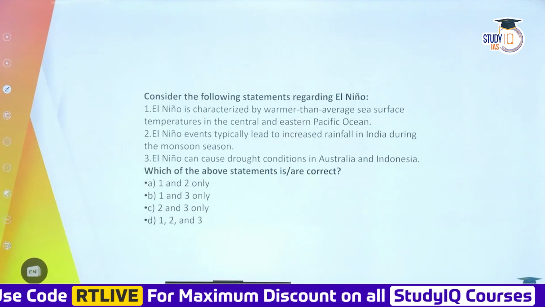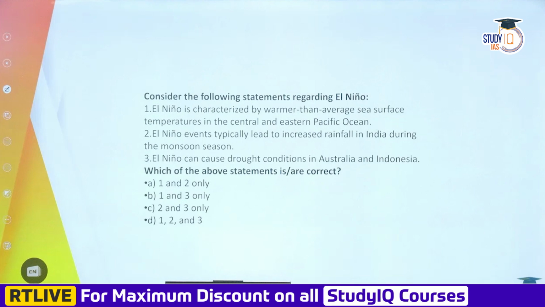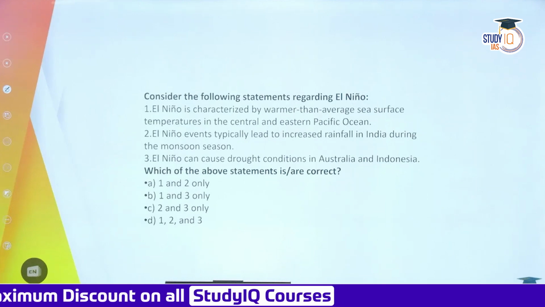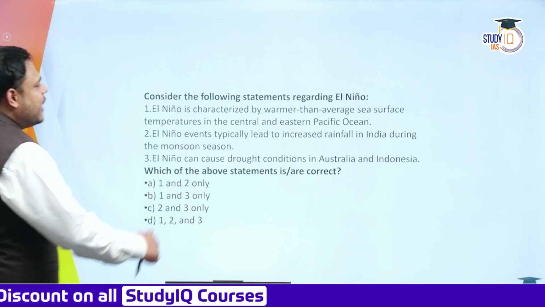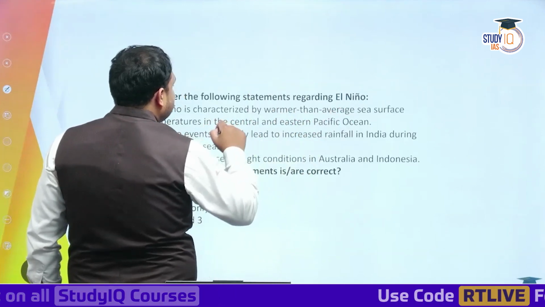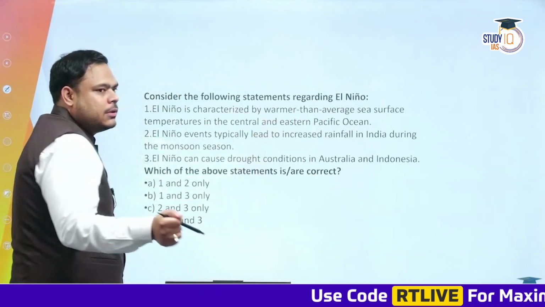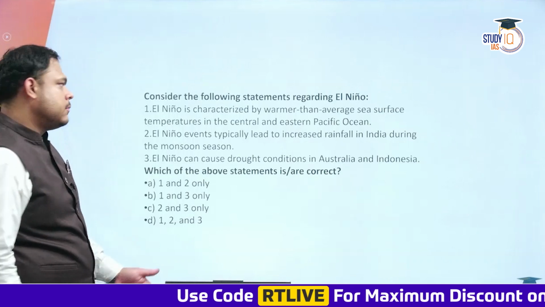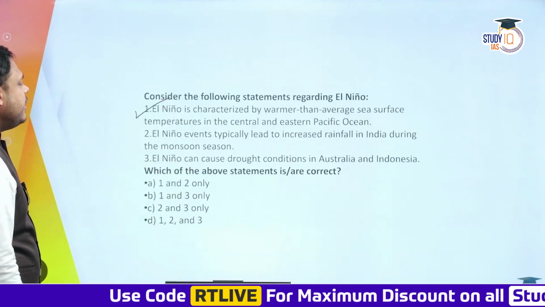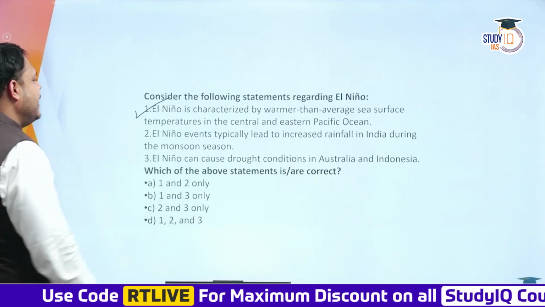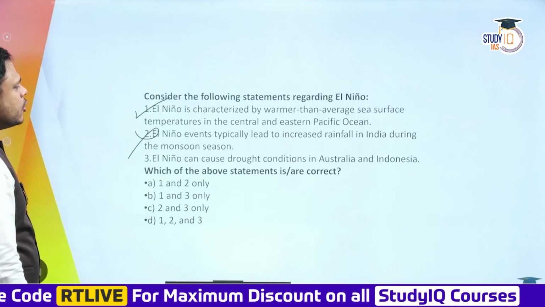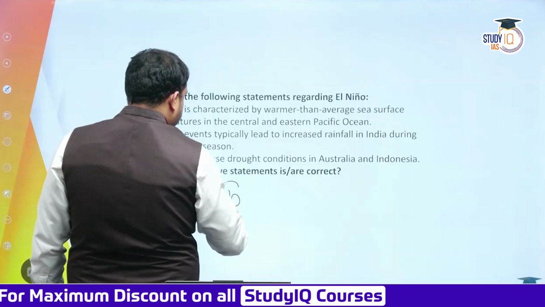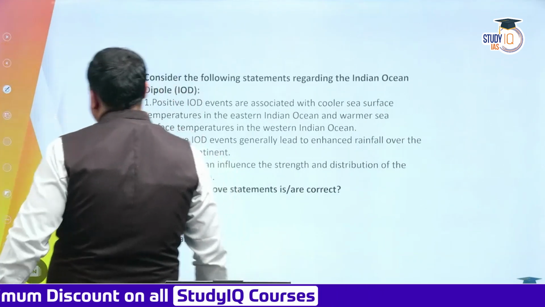क्वेश्चन देखो भाई, क्वेश्चन करो, बताओ. बी है, पढ़ तो लो. El Nino is characterized by warmer than average sea surface temperature in the central and the eastern Pacific Ocean. Central means region and eastern means American side or Indian Australian side. Right. El Nino event typically lead to increased rainfall in India. El Nino can cause drought condition in Australia and Indonesia. Definitely. 1 and 3 are right. Answer is B. हो रहे क्वेश्चंस? Yes, sir. एक और है क्या? चलो एक और करते हैं.